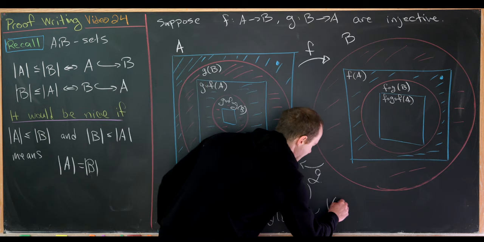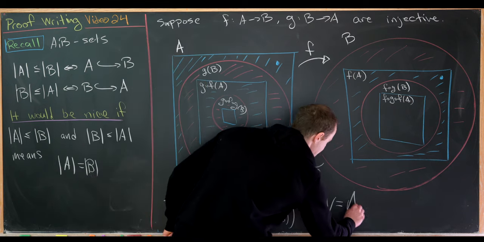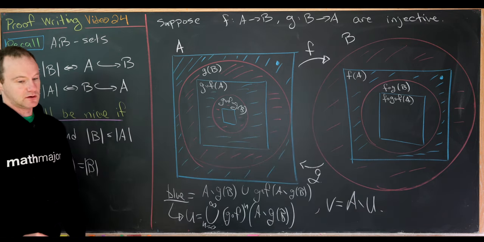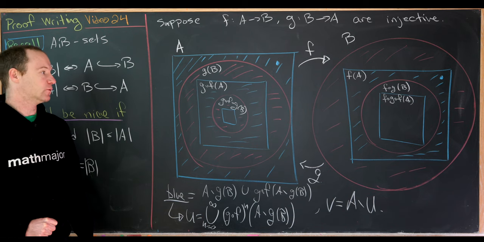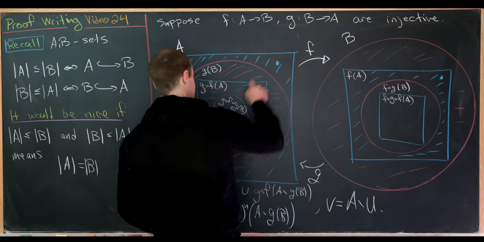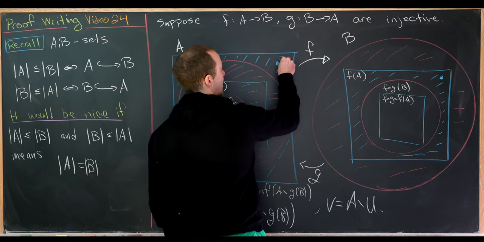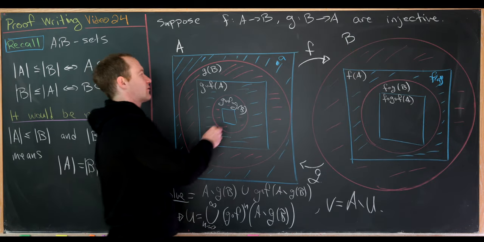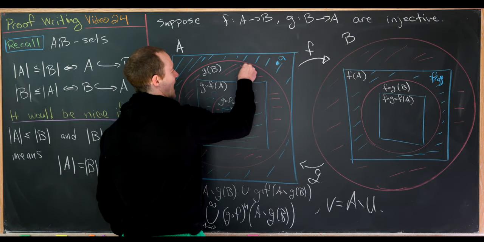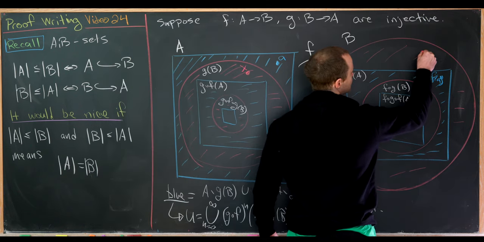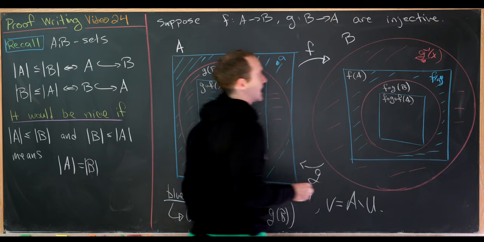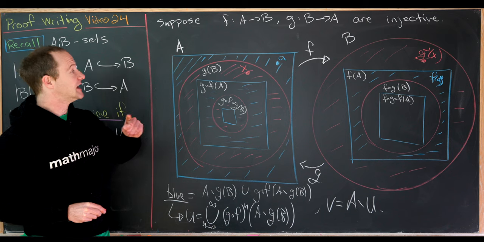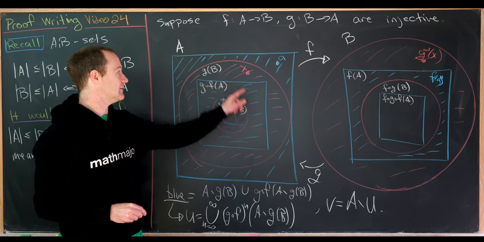Okay, so just to reiterate, those are all of the blue sets. And then after that, all of the red sets are just simply their complement in A. So they'll be A minus U. Then we can figure out what happens to the elements by what we spoke about before. So this element right here, which I'll maybe call A, will get mapped to F of A. Okay, but then this element right here, which maybe we'll call X, will get mapped over here to the inverse image of X under G.